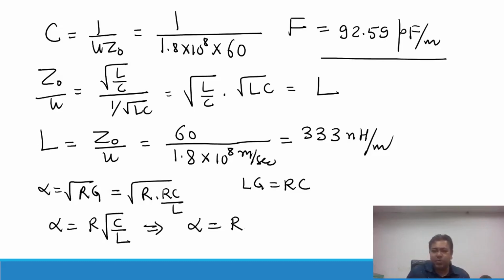It is nothing but 1 upon Z naught, because Z naught equals under root L by C. So I can write alpha is equal to R by Z naught. With the help of this, I can get a conclusion that the resistance of the transmission line conductor is nothing but the attenuation constant multiplied by the characteristic impedance of the transmission line. So R is equal to alpha Z naught.